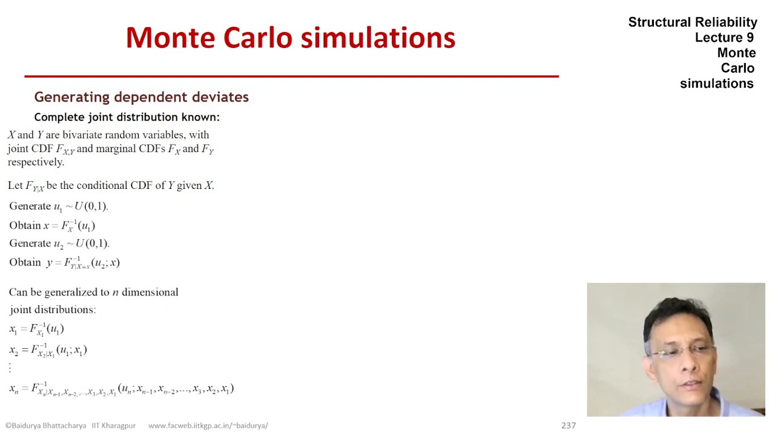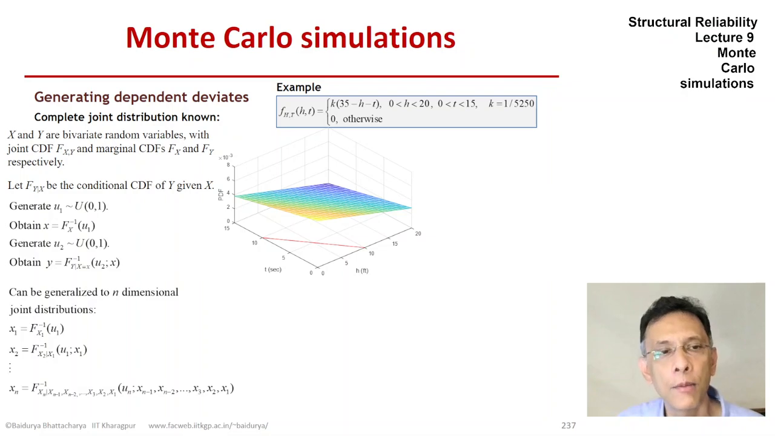It can easily be generalized to n dimensions. Start with x1, then use that to generate x2, and then use x1 and x2 to generate x3, and so on until we have completed the entire n random variables in the n-dimensional problem. So let's walk through an example.